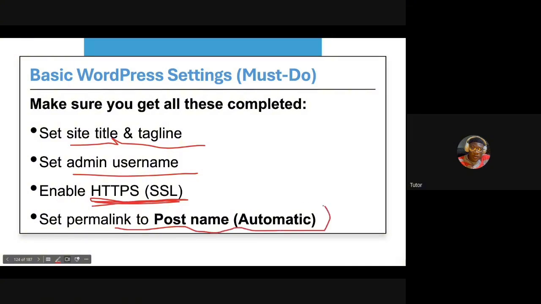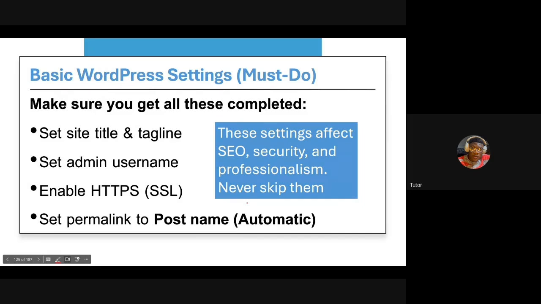This works automatically. But if it doesn't work, for those that just graduated from web, I taught you guys during errors and fixes how to fix the permalink error by going to the settings section, clicking on permalink, and clicking on the save button twice, and it will be fixed. So now, make sure you get all this completed: set site title, tagline, username, HTTPS, and set permalink to post name. Now, these settings affect SEO, security and professionalism. Never skip any of them. Make sure that you complete all of them for it to work.